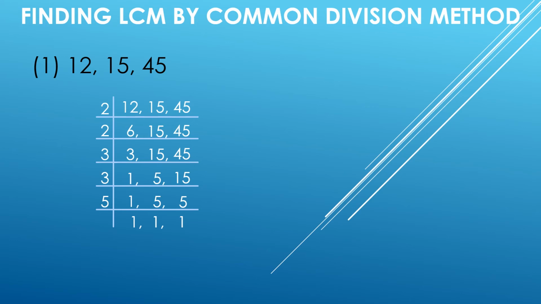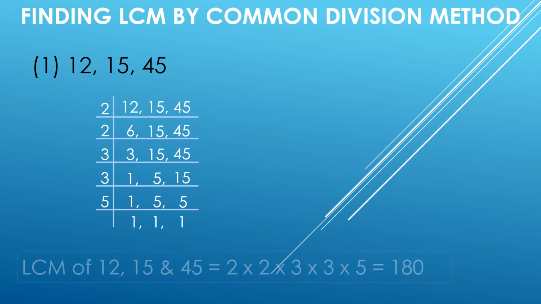If we get all the quotients as 1, stop here. So the LCM of 12, 15 and 45 is equal to 2 multiply by 2 multiply by 3 multiply by 3 multiply by 5. Do the multiplication and the answer is 180.